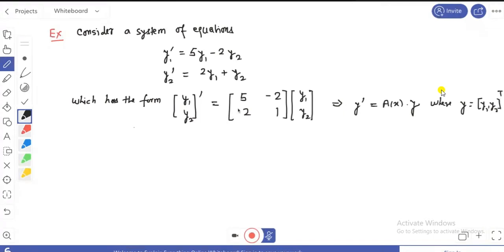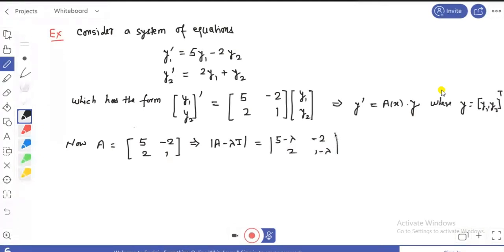Okay, so what is here A, a constant matrix whose components are 5, minus 2, 2, and 1. If we are interested to find the eigenvalues of this matrix, you can find A minus lambda I, that equals 5 minus lambda, minus 2, 2, 1 minus lambda, and that equals 0.